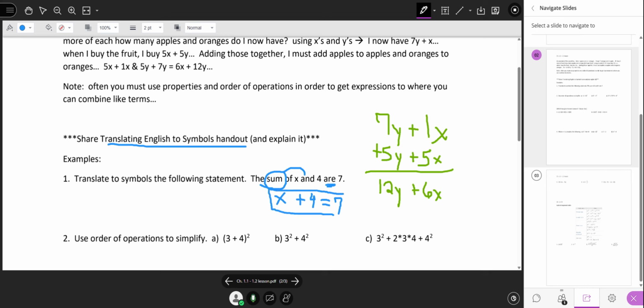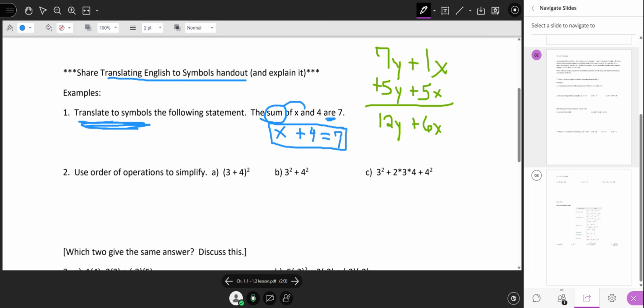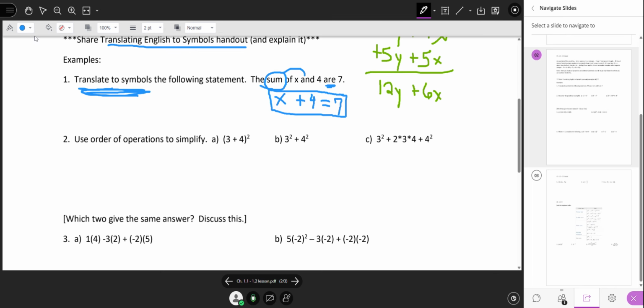That is done. Is it that easy? Yes, it is. Because it says translate to symbols. It does not say solve. It says translate to symbols. That's all you got to do. Okay? I promise it really is that easy.